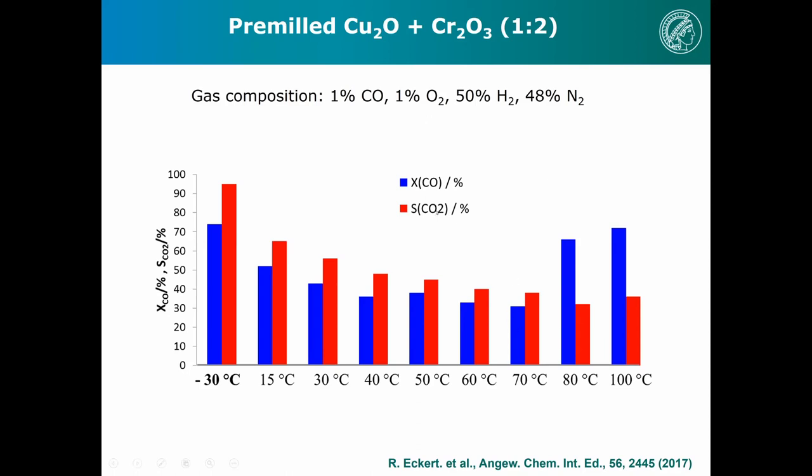Blue is conversion, red is selectivity for steel oxidation instead of hydrogen oxidation. So from 70 centigrade on, we get more conversion and selectivity slightly drops. The strange thing happens when you go to lower temperatures. When we lower the temperature, blue, the conversion, goes up.